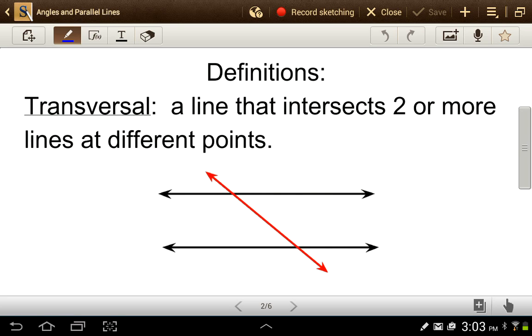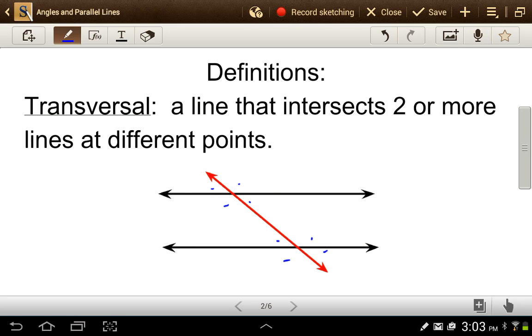First is what we have as a transversal. And the transversal is the red line there. And that is the line that intersects 2 or more lines at different points. So our transversal, you can see we have our parallel lines, or the black lines. And then the red line, as it cuts through there, that's what we're going to have as our transversal. And what that does is that gives us 8 angles.